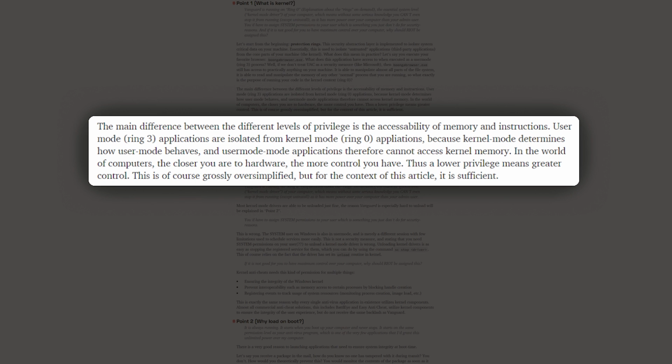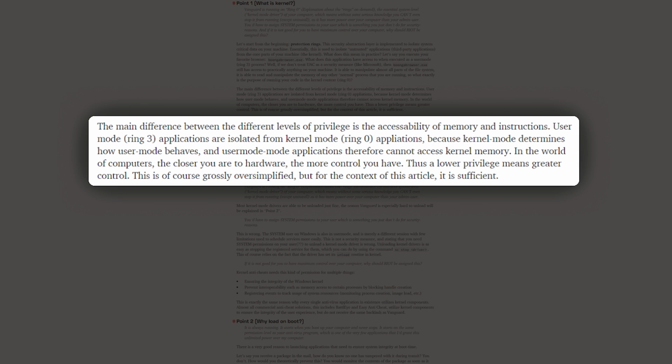The main difference between the different levels of privilege is the accessibility of memory and instructions. User mode Ring 3 applications are isolated from kernel mode Ring 0 applications, because kernel mode determines how user mode behaves, and user mode applications therefore cannot access kernel memory. In the world of computers, the closer you are to hardware, the more control you have. Thus, a lower privilege means greater control. This is, of course, grossly oversimplified, but for the context of this article, it is sufficient.